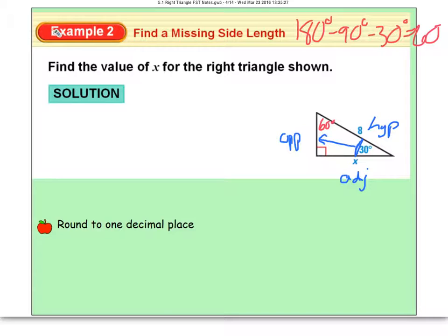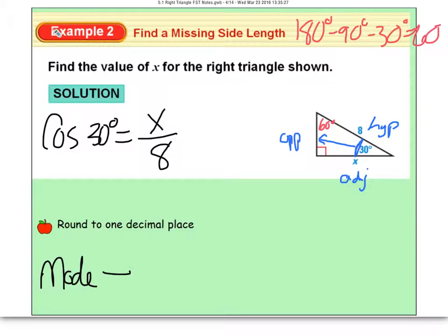Now which ratio is that? For SOHCAHTOA, that's the cosine. So set up the ratio. The cosine of the angle, which is 30 degrees, is equal to adjacent, which is x, over hypotenuse. Now all you have to do is go in your calculator and type the cosine of 30. Be very careful. Check the mode that you're in. We are using degrees. So your calculator must be in degree mode, not radian mode.